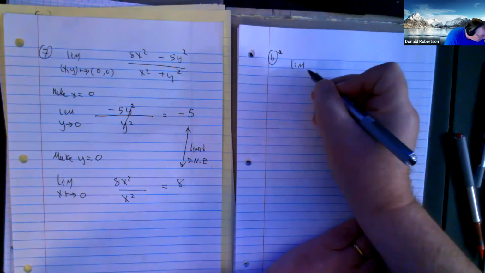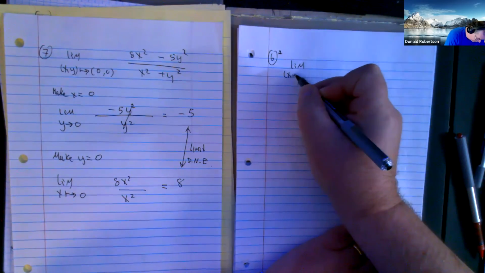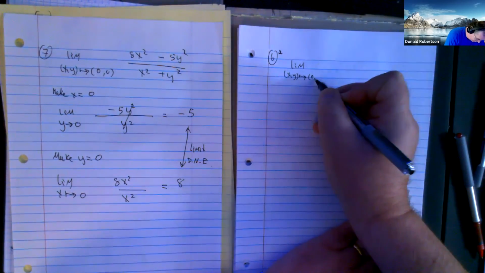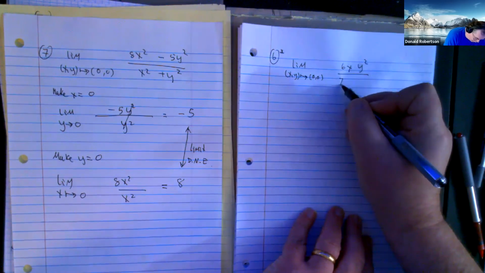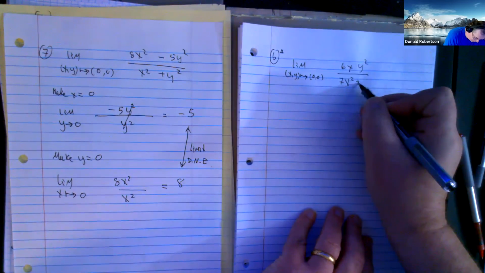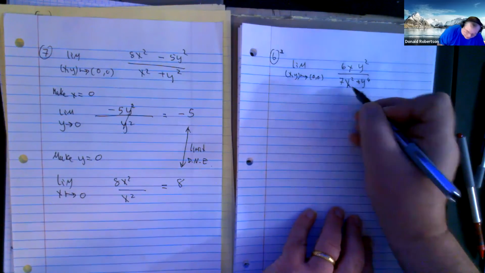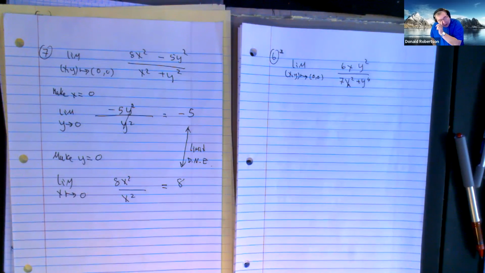We're going to find the limit as x, y tends to 0, 0. And the function is 6x y squared over 7x squared plus y to the 4th. And this one is tricky.